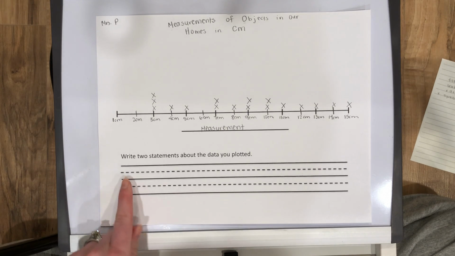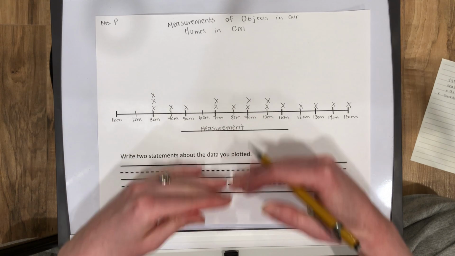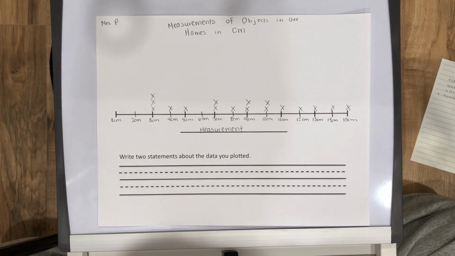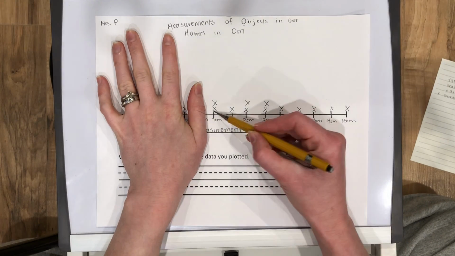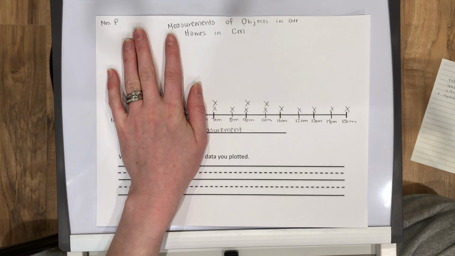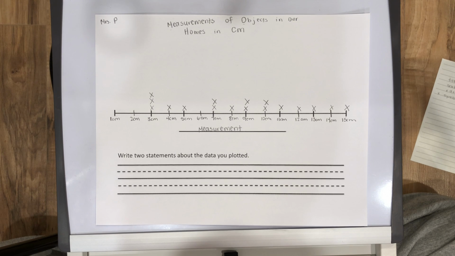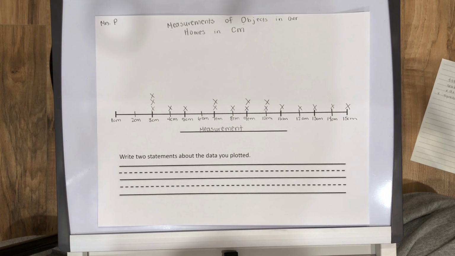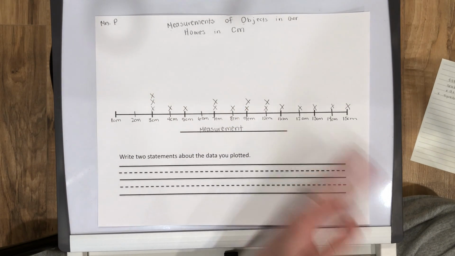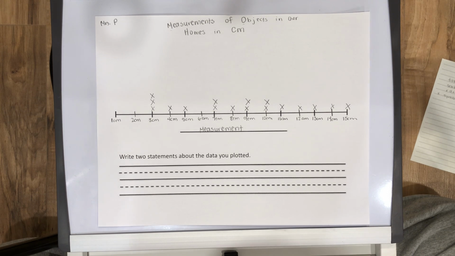All right, now obviously this is extra. This isn't part of just a line plot. This is extra: write 2 statements about the data you plotted. If I just look at this, I can tell you there were 3 objects that measured 3 centimeters. I could tell you there are 12 objects that are 7 centimeters or longer. There are 0 objects that are 1 centimeter. I could also decide whether there are more or fewer objects on the small half or the big half. I can tell you many, many things by reading this line plot.